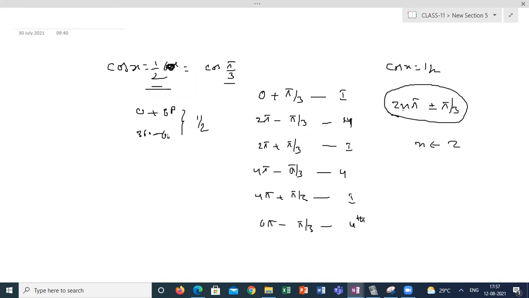If I take different n values, if I take n equal to 0, I will get 0 plus or minus pi by 3. If I take n equal to 1, 2 pi plus or minus pi by 3. If I take n equal to 2, 4 pi plus or minus pi by 3. If I take 4 pi plus, it comes under the first quadrant. If I take 4 pi minus, it comes under the fourth quadrant. So cos is positive in both the first and fourth quadrants. Is it clear, guys?